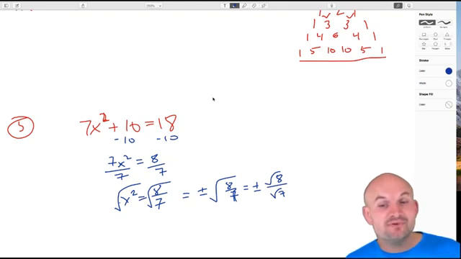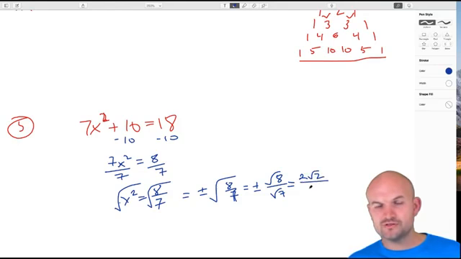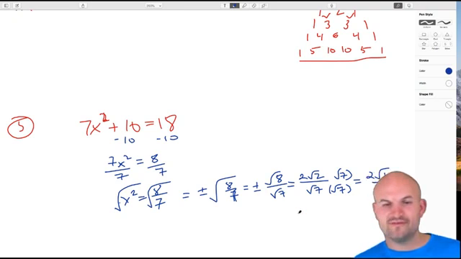But we can simplify at least the square root of 8 to be 2 square root of 2 over the square root of 7. Then, typically, at least right now in my class, we can rationalize the denominator here. And we get 2 square root of 14 over 7. So therefore, x equals plus or minus, that didn't go away, 2 square root of 14 over 7.